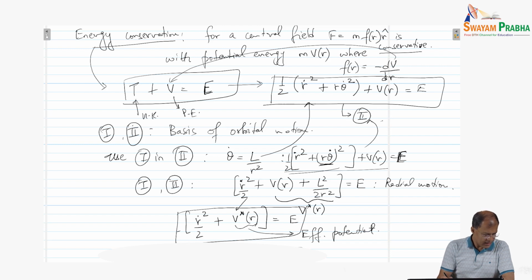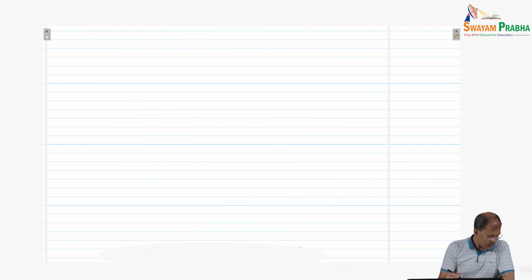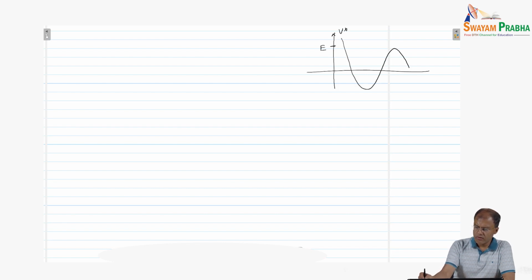Okay, so then let us see the physical impact of this equation through some diagram. So what have we got? Let us say that our total energy, so typically the total energy of the system is a constant, that is E. And let us say my diagram for V star is as follows. This is my V star versus R, of course.